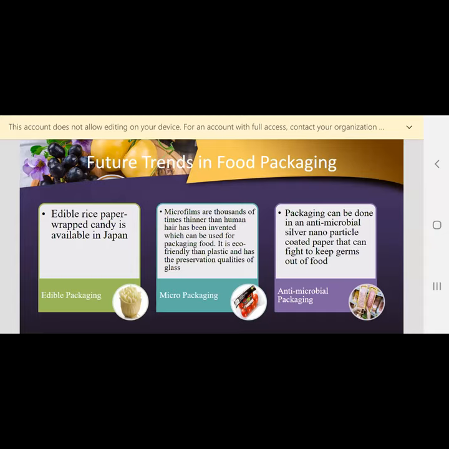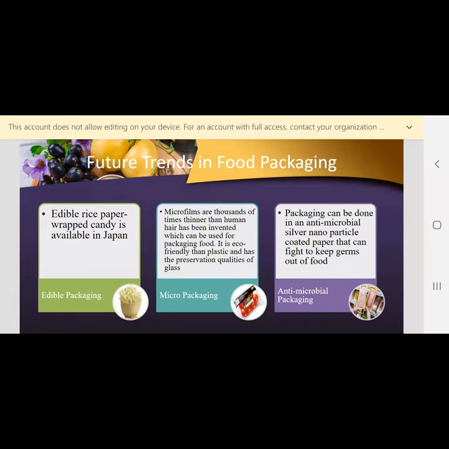The microfilm, what is microfilm packaging? It is 1,000 times thinner than a human hair and has been invented as a packaging material. It is more eco-friendly than plastic. It has the preservation quality of glass. It is a specially designed micro packaging. When you touch the micro packaging container, you will feel that you are touching the food itself, but it is a thin packaging over there that is very much degradable, and it also gives you the quality and property of glass packaging simultaneously.